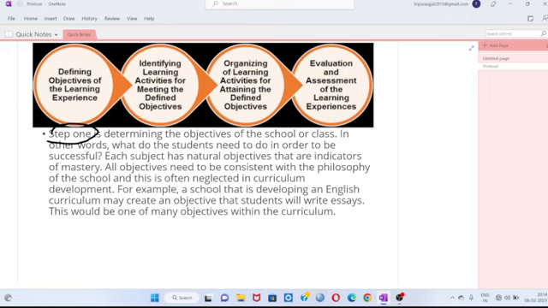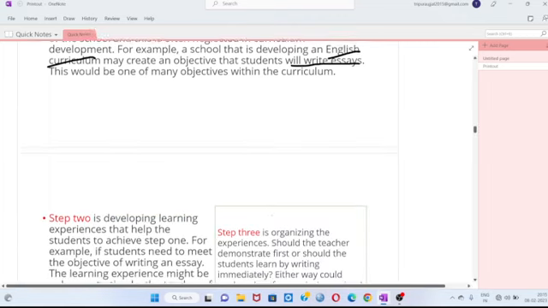First one is to determine the objective of the school or classes. Here the example is taking a subject like teaching English, English curriculum, English subject, where the student would like essay writing. This is the English textbook, essay writing.